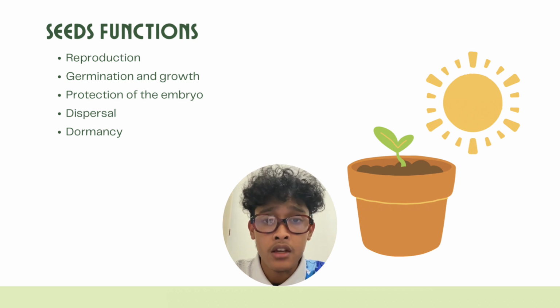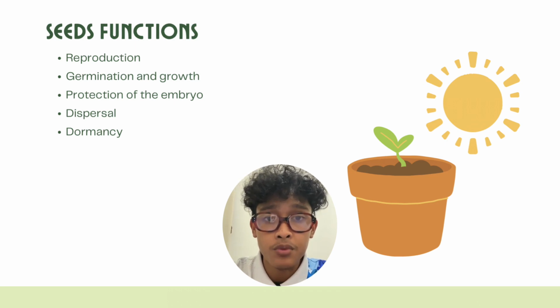the species. The second seed function is germination and growth. Seeds contain an embryo that, under the right conditions of water, oxygen, and suitable temperature, germinates and grows into a new plant. The seed provides the initial nutrients needed for this early stage of growth.